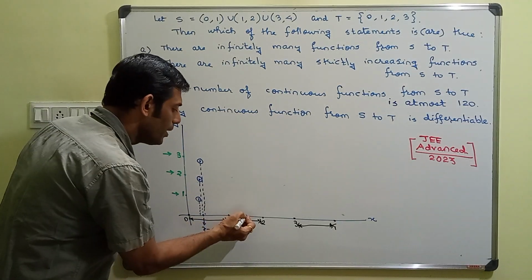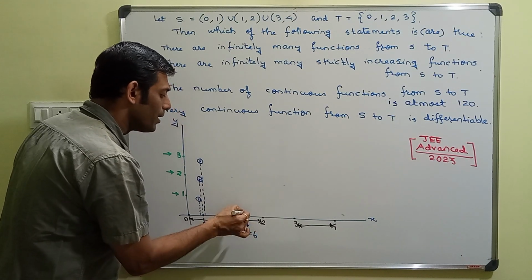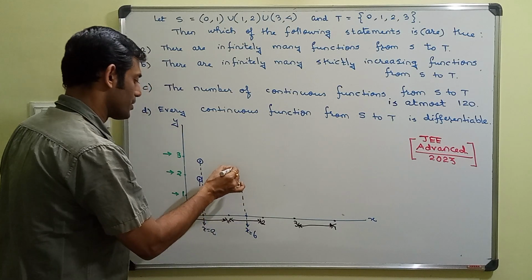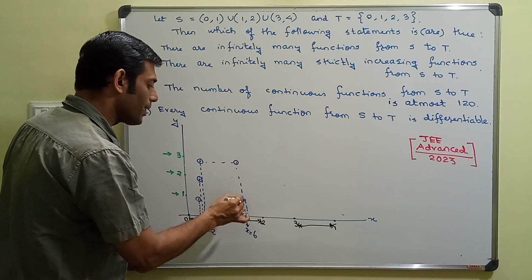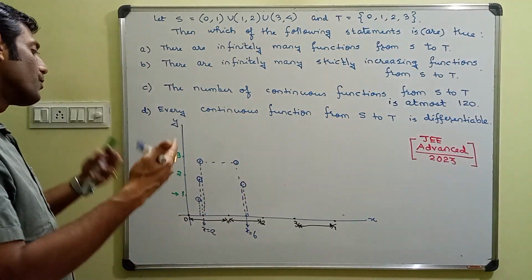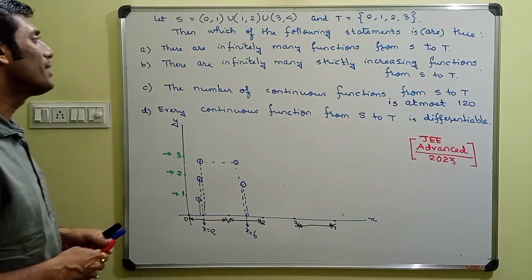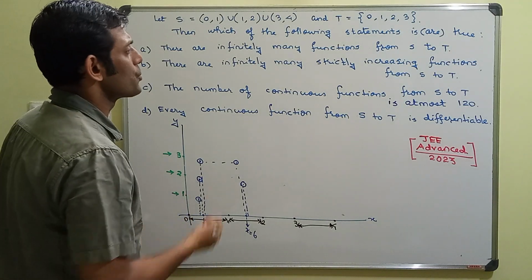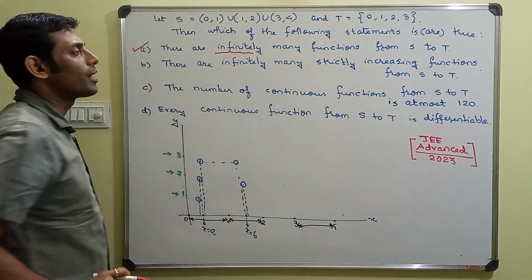As I told you, let's say this is a possible value of B. At B, let's say I have taken 3 as the possible outcome, 3 here. Now at B plus, it can be at 2 and like this, so on and so forth. There are various possibilities, numerous possibilities, and hence the number of possible functions from S to T are truly infinitely many. This is a correct answer.